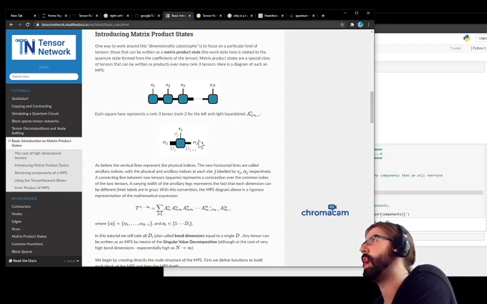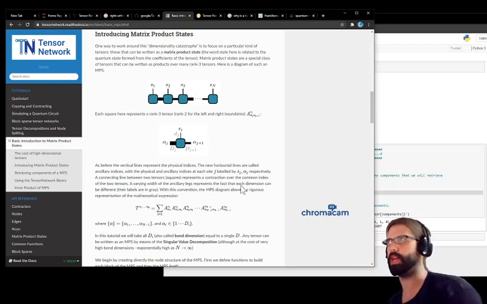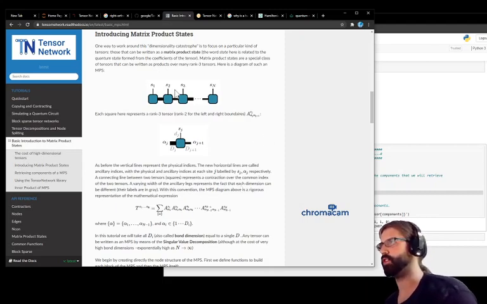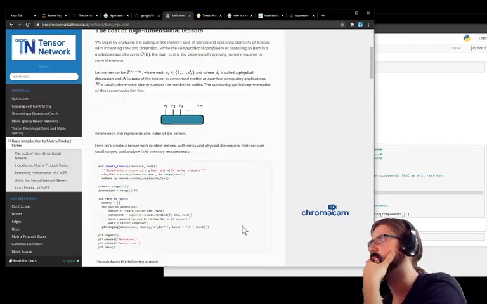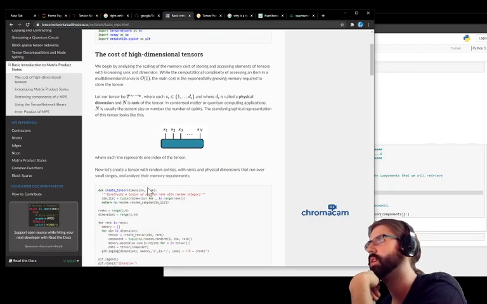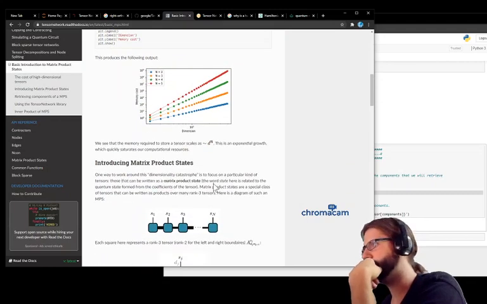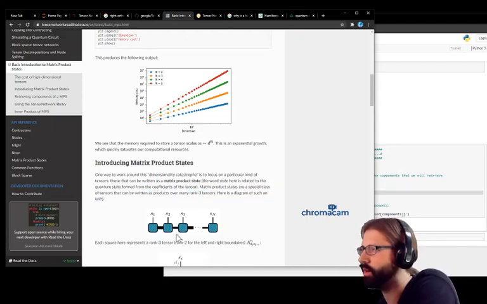Like you have a Hamiltonian that has two dimensions, and it actually wouldn't fulfill the definition of an MPS. You cannot just turn it into an MPS because you don't have these free edges in between. Because that's the definition, right? It says here, special class of tensors that can be written as products over many rank 3 tensors. And so the ranks in between, in that case, wouldn't be rank 3 tensors, it would be rank 2 tensors. And so that would just make no sense. So I'm just doing this wrong.